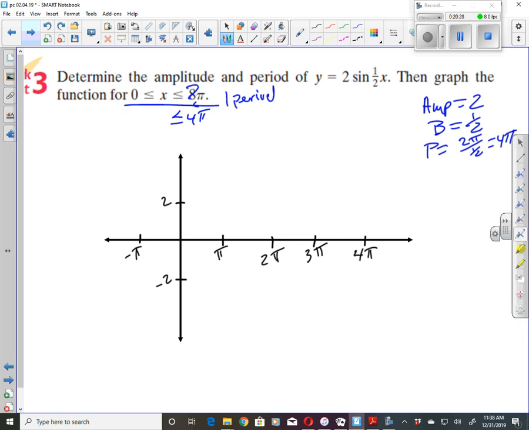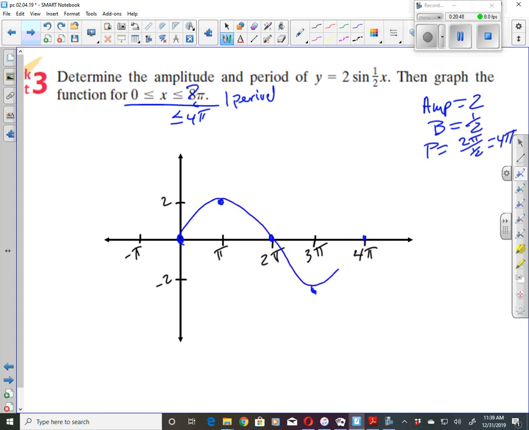And from here, now that that's all done, the graph is easy. Remember, this is now a sine wave. Sine starts at 0. It's going to go up to the amplitude. It's going to come down back to 0. It's going to go down the amplitude and back to 0. And it really is that quick and easy.